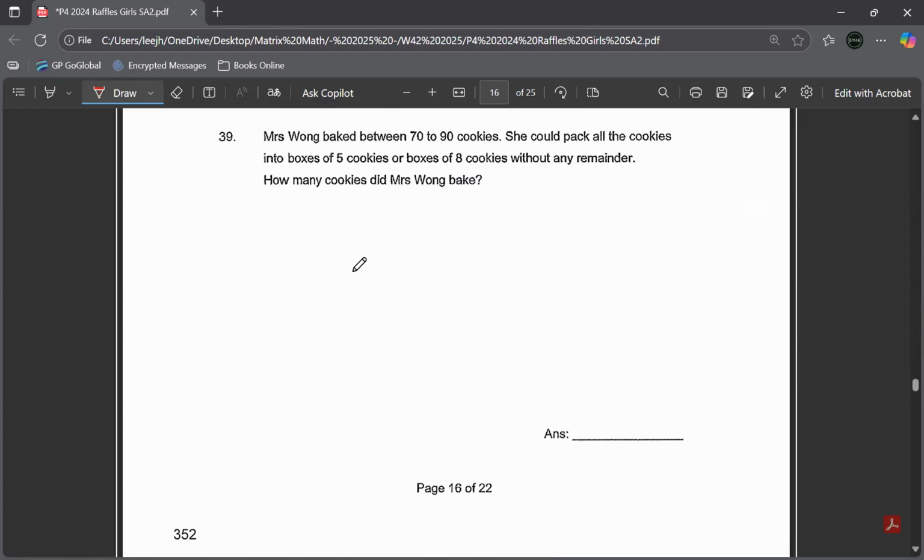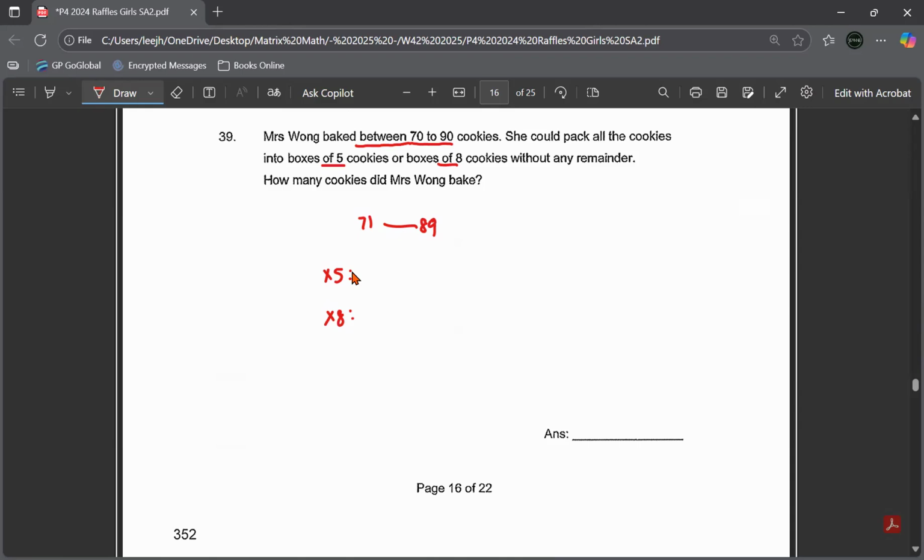Okay. Question 39. Mrs. Wong baked 70 to 90 cookies. She could pack all the cookies into boxes of 5 or boxes of 8 without any remainder. How many cookies did Mrs. Wong bake? So without any remainder, so no remaining. So you know the number range is between 70 to 90. So that means between 70 to 90 means 71 to 89. So I focus within the number range. Boxes of 5, boxes of 8. So multiples of 5, multiples of 8. But work within number range of 71 to 89.